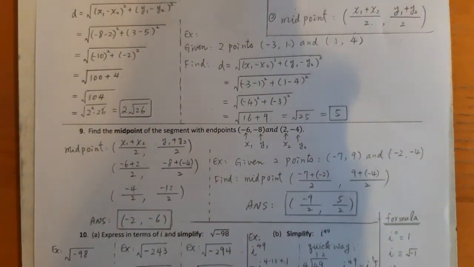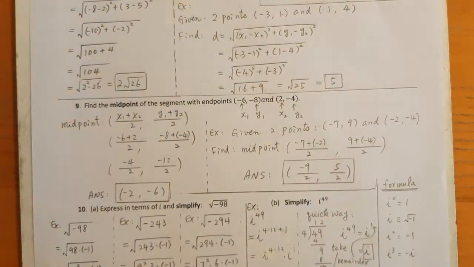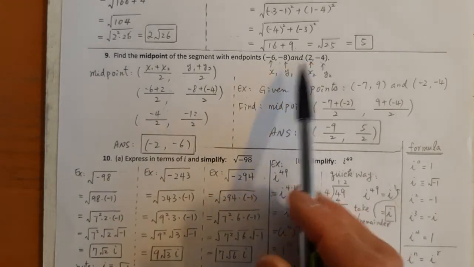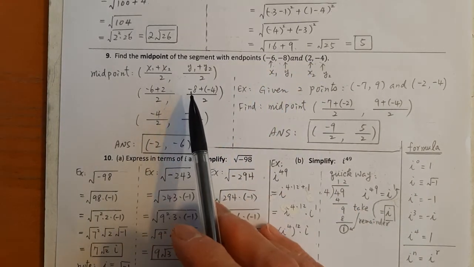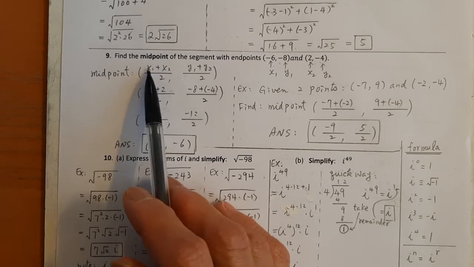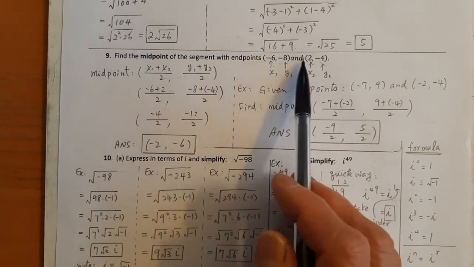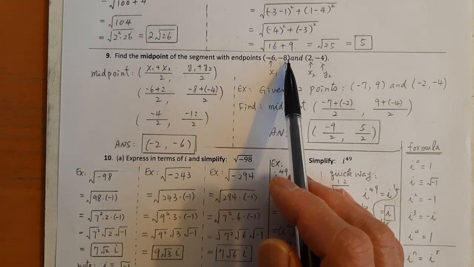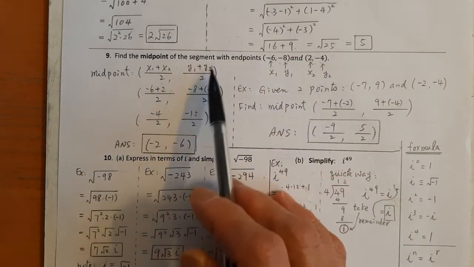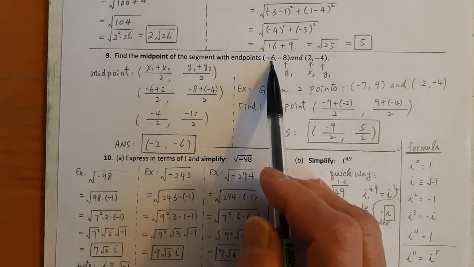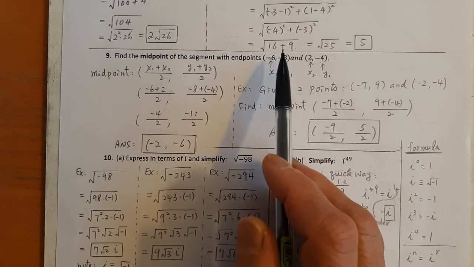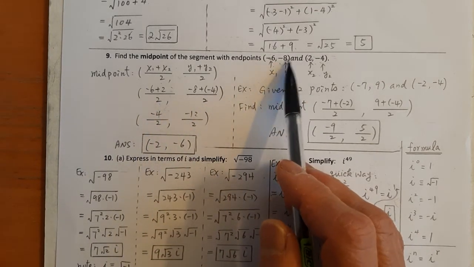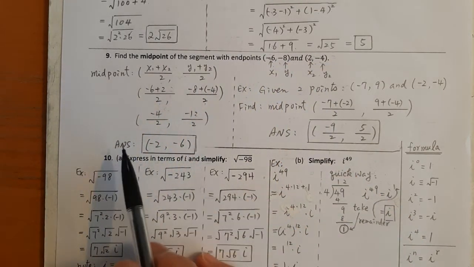Next question is the midpoint formula. Practice for the midpoint formula. If given the 2 points, first point, second point. The midpoint formula is the x coordinates added together, divided by 2, and the y coordinates added together, divided by 2. So the x coordinate is negative 6 add 2 divided by 2. And the y coordinate, negative 8 add negative 4 divided by 2.